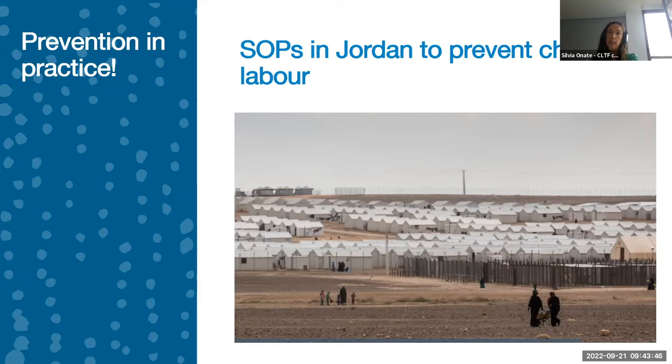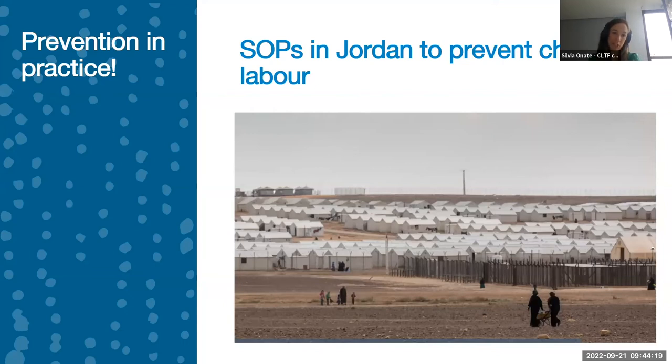This SOP highlights the following procedures: having a specific children's booth for screening, an alternative collector scheme, and community mitigation steps, like increasing community awareness raising prior to the distributions, et cetera. So that's an example of how to do prevention with the target population in such a camp on child labor.